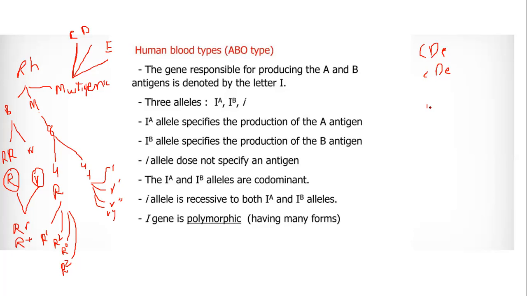Similarly, capital C, small d, and capital E. Because in both of these types, the capital D is present, this will produce the capital R type. Because here the small d is present, it will produce the small r.